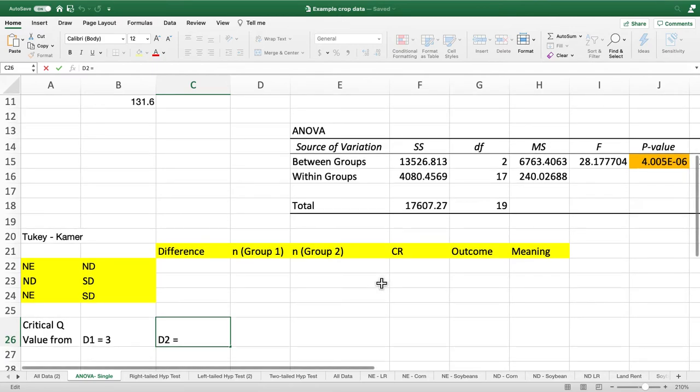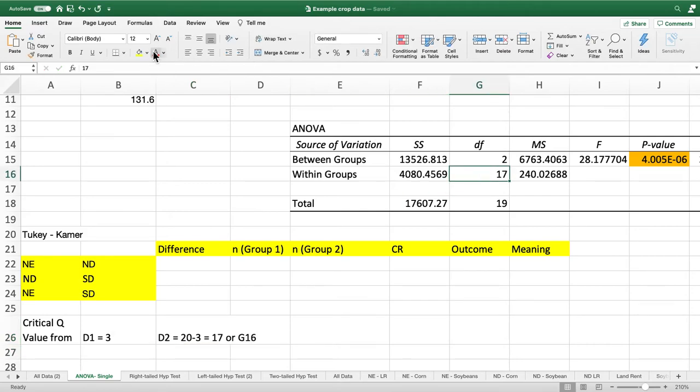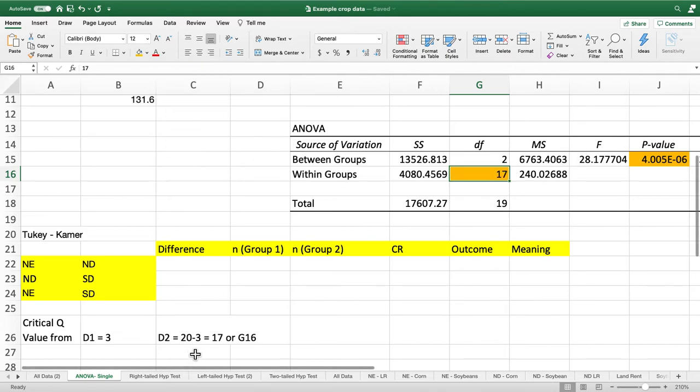So we're looking at our within groups degrees of freedom. D2 is actually equal to this within groups right here, that's 17. So you can either look there or you could do it manually and say, well, I have 20 different data points minus my 3 variables, and that's going to give me 17. Or we've got it in G16. So either way, you could use that statistic right there to give you that D2.